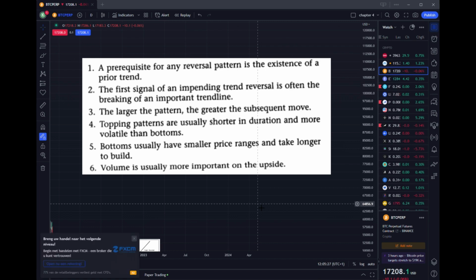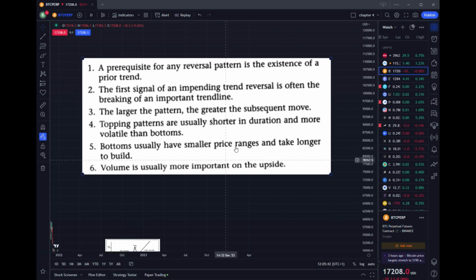So bottoms take a long time to build, because sometimes you're in multiple weeks of around the same price pattern, but the price is generally decreasing, like 10 euros a day, for example on the Bitcoin chart, and it goes so slowly. And then there's one bullish rally, and then it's all over. So I understand that one. And the last one is that volume is usually more important on the upside.